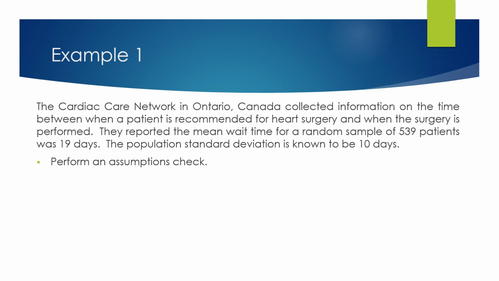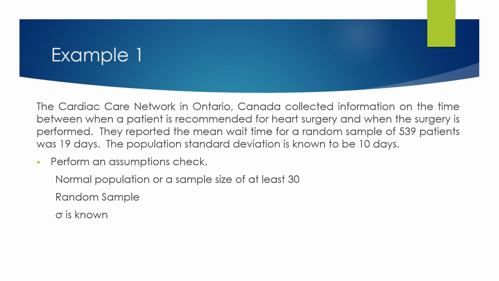An assumptions check. So there are 3 assumptions for this. The last one is kind of a spoiler because it's not really a true assumption. It's just helping you decide which test to use. First, we need a normal population or a sample size of at least 30, which we have because we have a sample size of 539 patients, which is on the larger side.